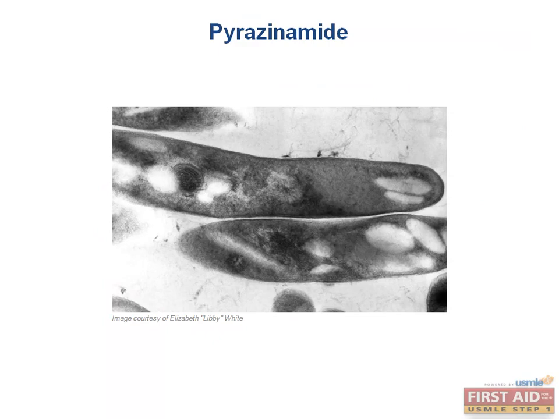Along with rifamycin and isoniazid, pyrazinamide is another drug used to treat Mycobacterium tuberculosis. This is an electron micrograph image of the ultrastructure of TB bacilli. The mechanism of pyrazinamide is uncertain. It is particularly effective in an environment with an acidic pH, such as phagolysosomes, where TB is found after being engulfed by macrophages. The toxicities of pyrazinamide include hyperuricemia, leading to possible gout, as well as hepatotoxicity.